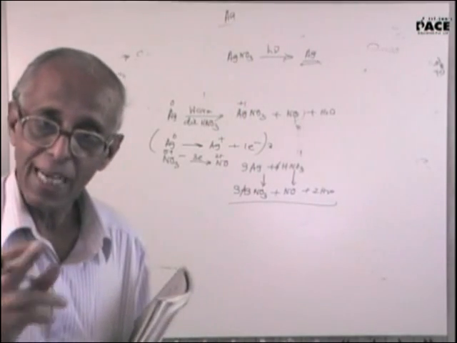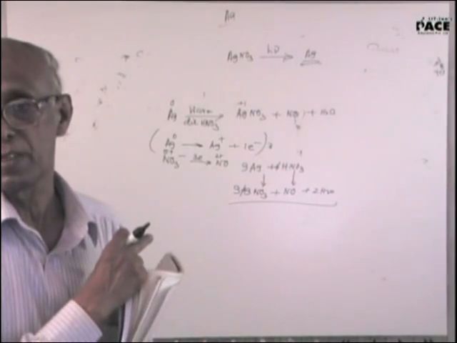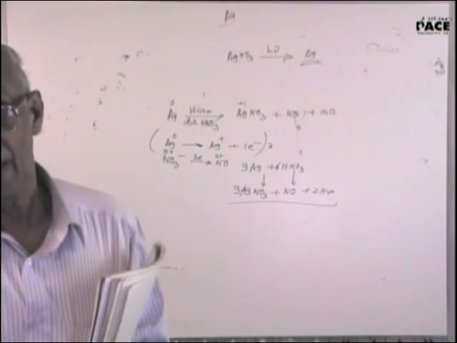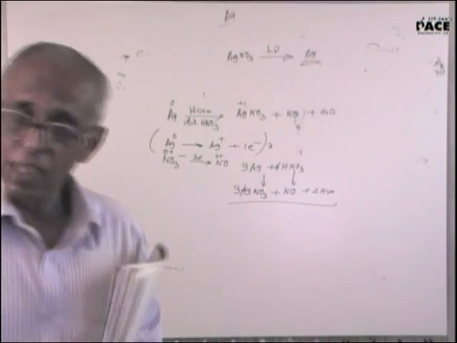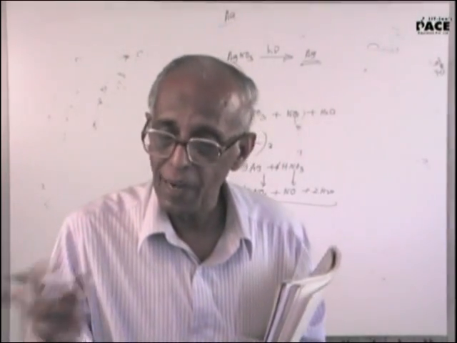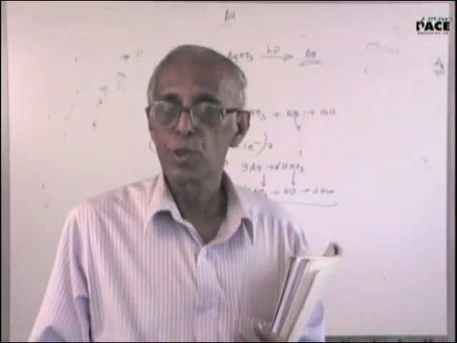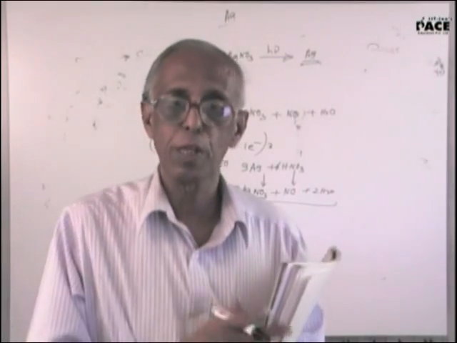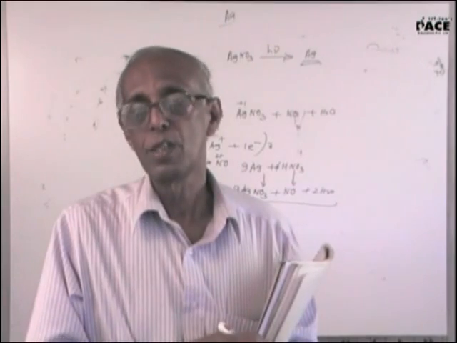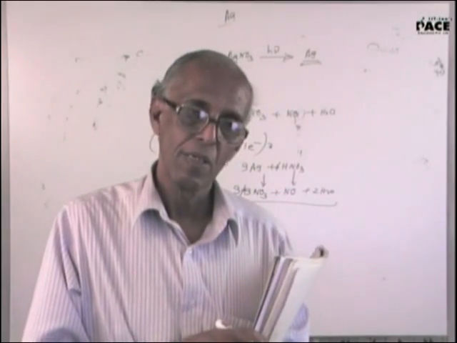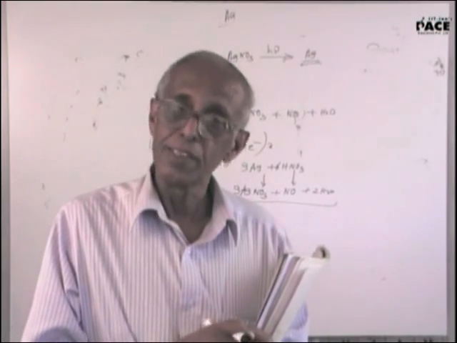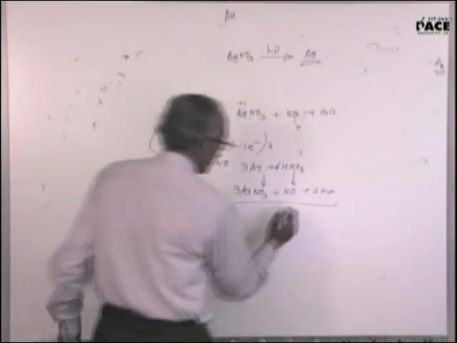Now 1 mole of nitric acid will react with 3 moles of silver to form 3 silver ions and 1 nitric oxide. The silver ion requires the anion. The anion is provided by nitric acid. So I need an additional 3 moles of nitric acid to provide 3 nitrate ions to 3 silver ions. So the total number of nitric acid will be 4 instead of 1.